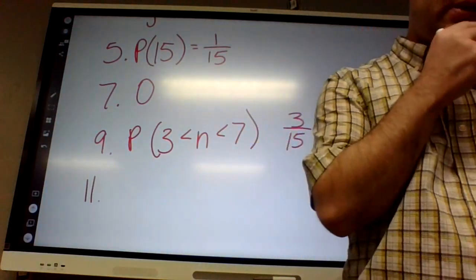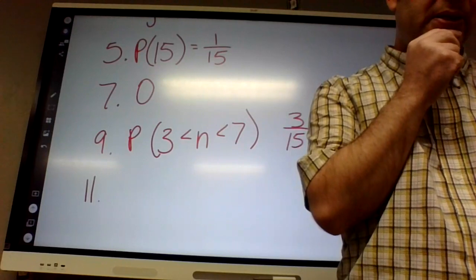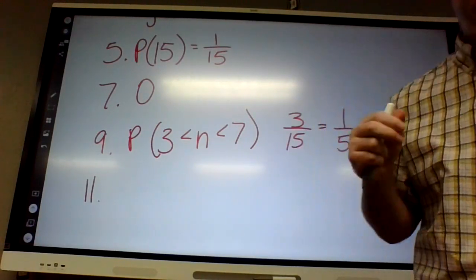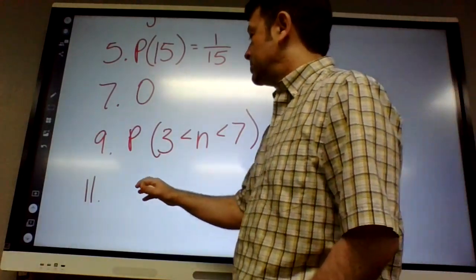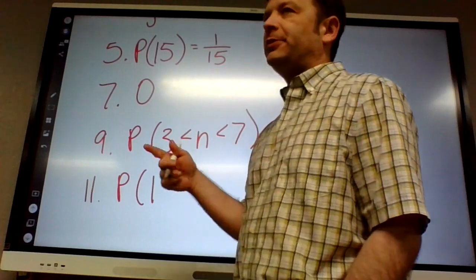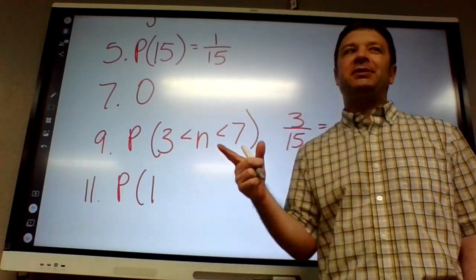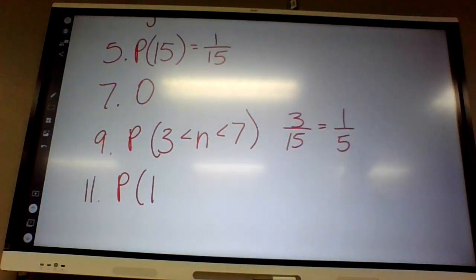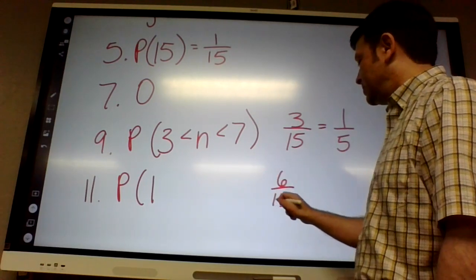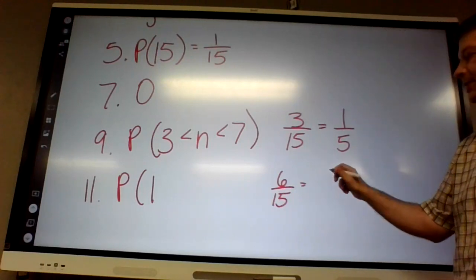Number 11. Okay. What's different about 11 from 9? What did they change? It could include 10 or 15. 10, 11, 12, 13, 14, 15. That's actually 6 numbers. If you're counting from 10 to 15, that's 5 steps, but if you include 10, 11, 12, 13, that's 6 numbers. So anyway, it's 6 out of 15, which reduces by dividing by 3.